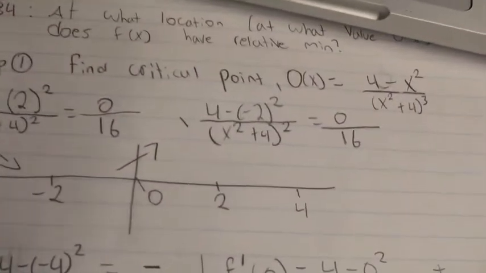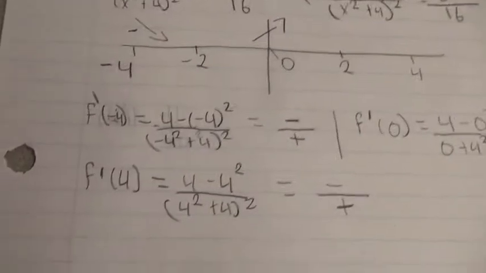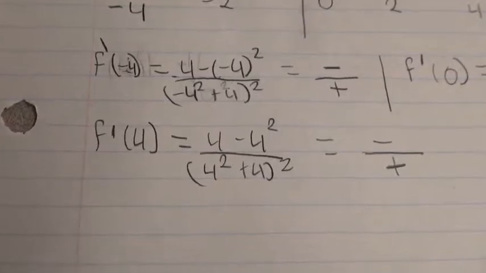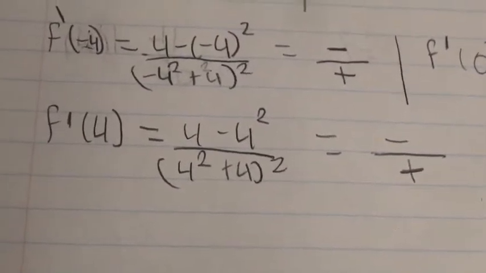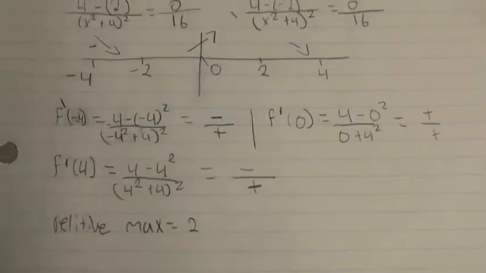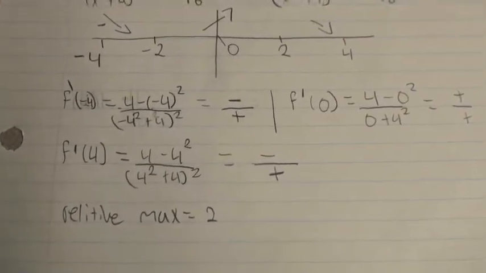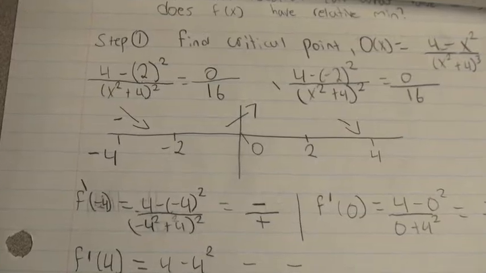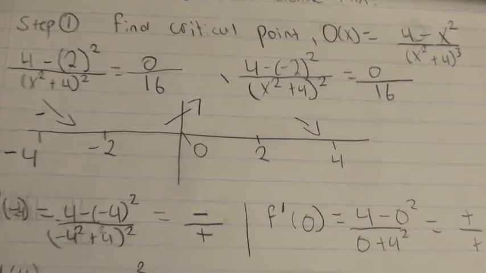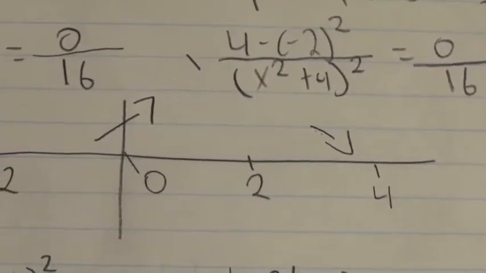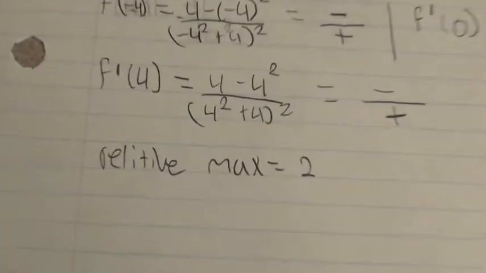Now for the final one, we put 4 into the equation, and we get a negative value. So this tells us that in between the increase and decrease, we get our relative max. And as you can see, that point is 2. So always check that the beginning must be increasing and the ending must be decreasing.